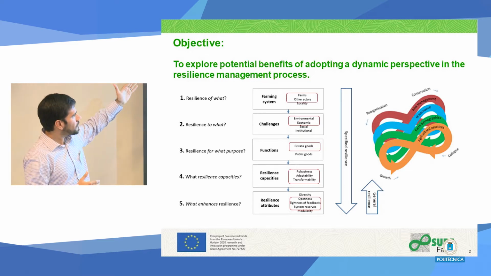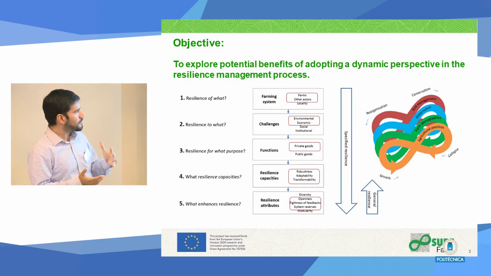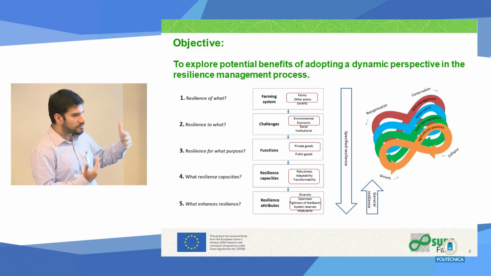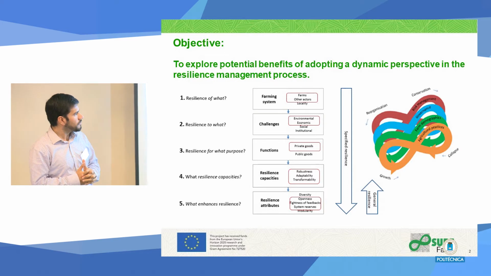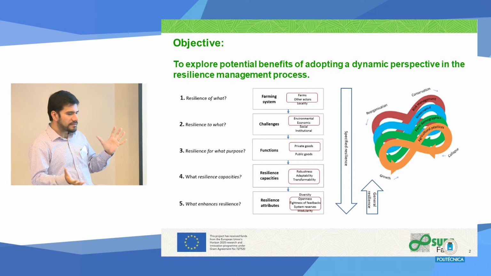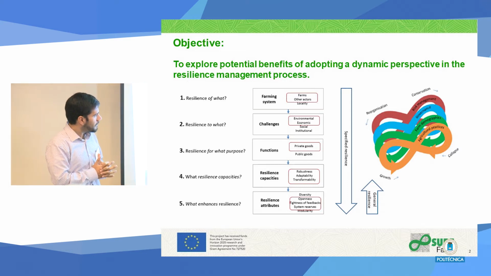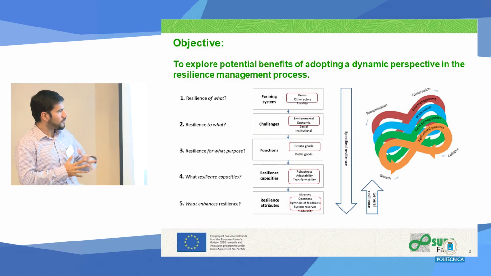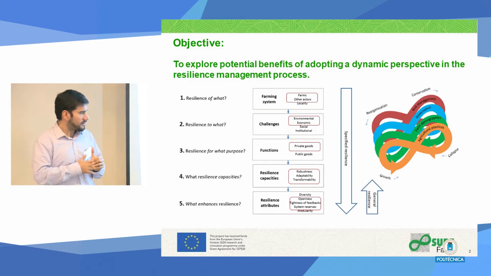Looking into our framework, we mainly focus on farms and other actors, and on the environmental and economic aspects, not really the social institutional one. In this case, we focus a lot on private goods; we didn't touch the public ones. We look at resilience capacities as a whole, in terms of robustness, adaptability, and transformability, as a framework for the analysis. In terms of attributes, we will touch on openness of the system, system reserves, and tightness of feedbacks.